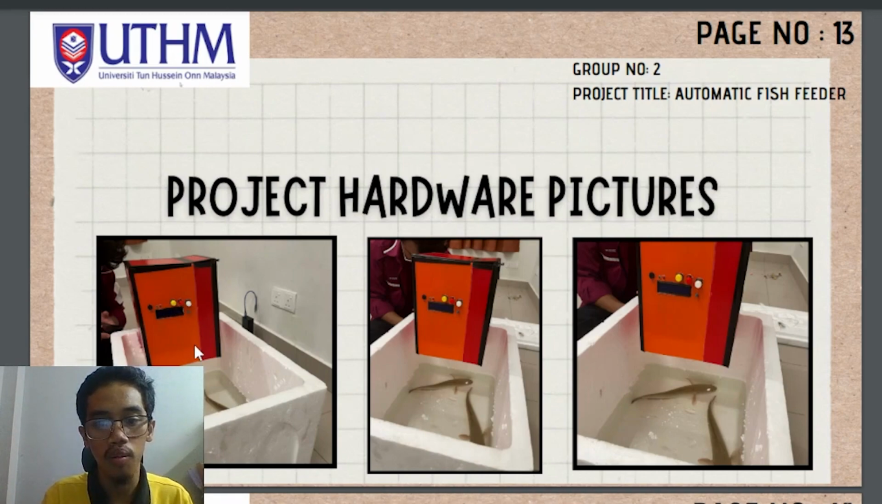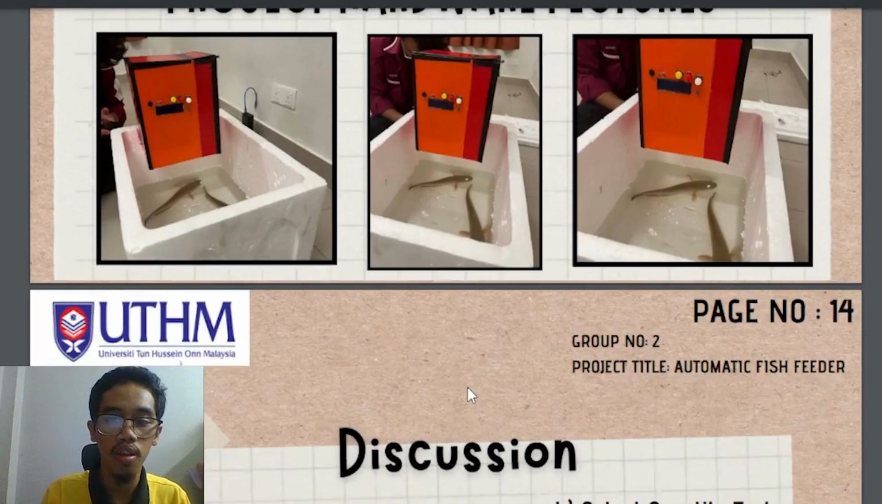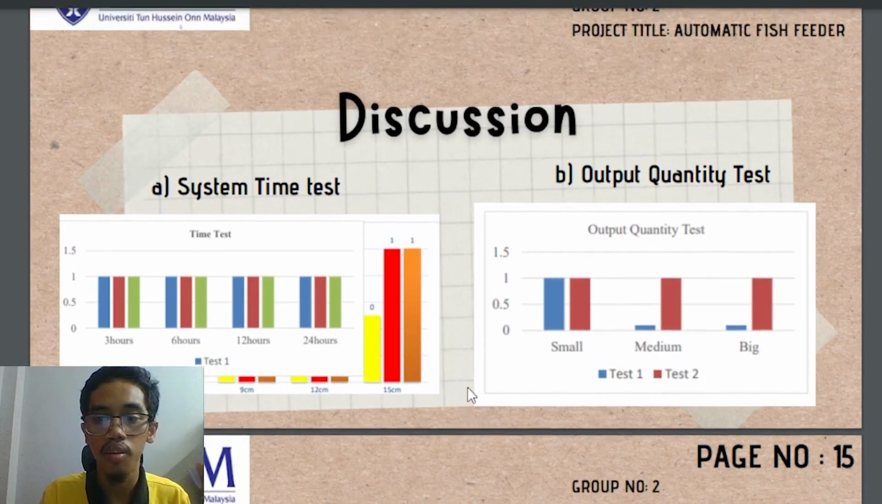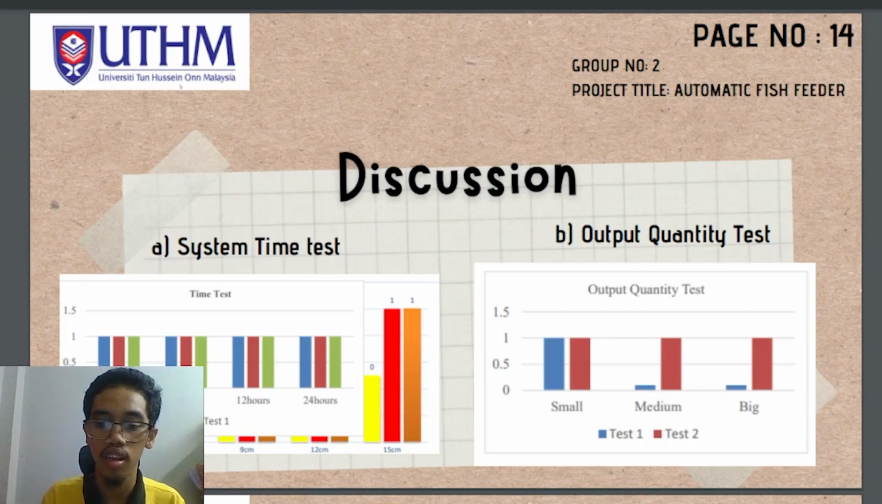This is our testing demo in real fish. So it works well. Then the discussion of our project is that for the system time, we tested 3 hours. The actual time is correct with the system. Same goes for 6 hours, 12 hours, and 24 hours.